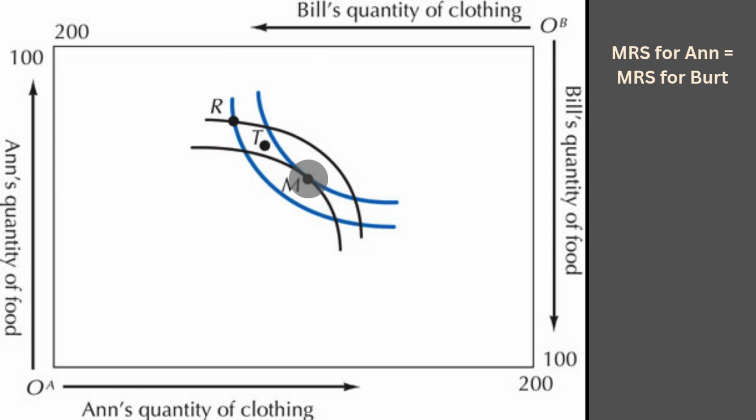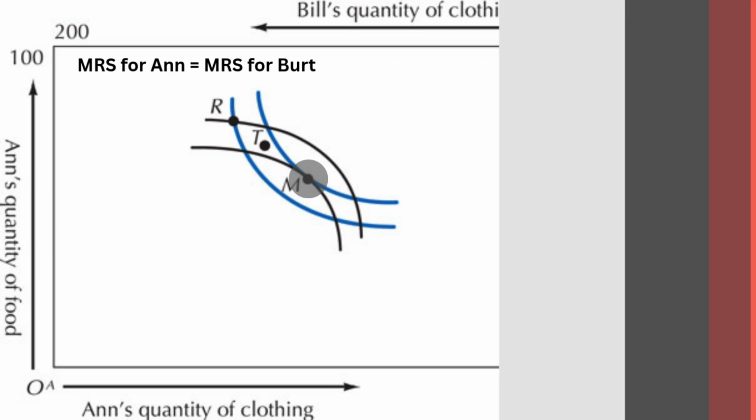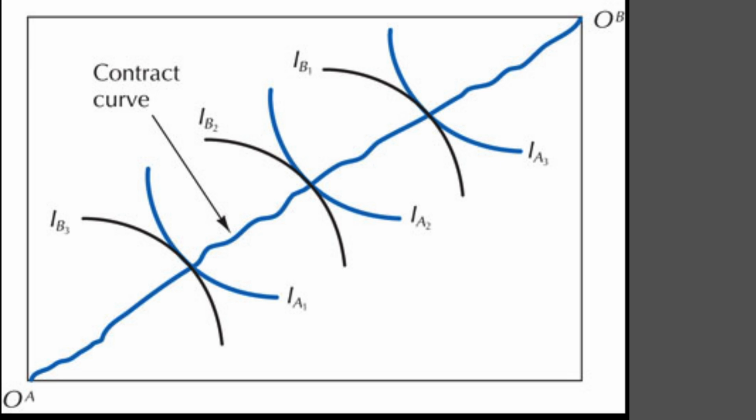After enough trading, they can reach point M, where their indifference curves are tangent. At this point, Anne's marginal rate of substitution equals Burt's marginal rate of substitution. No further gains from trade are possible. This point is Pareto efficient, meaning you can't make one person better off without making the other worse off. Now, in fact, there are many such points, every place where the two indifference curves are tangent. These points together form the contract curve. It represents all the Pareto efficient allocations, where trade has exhausted all possible gains.